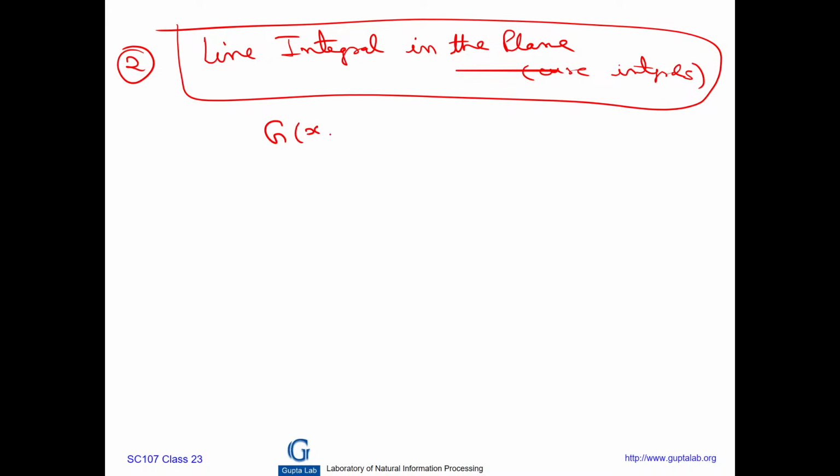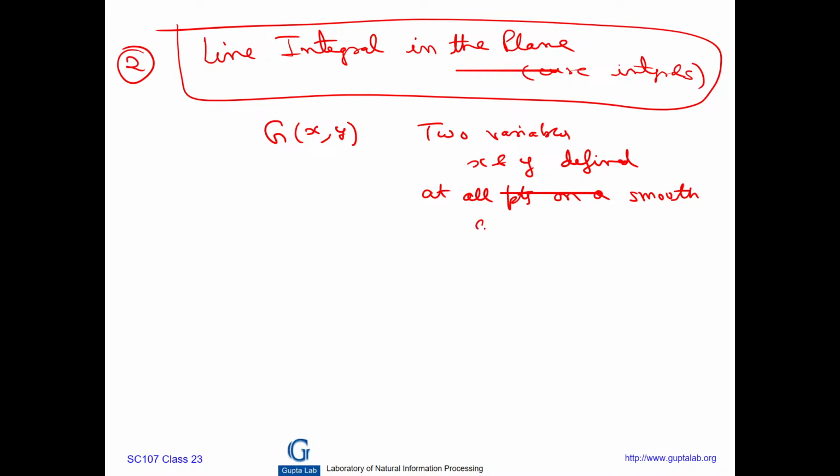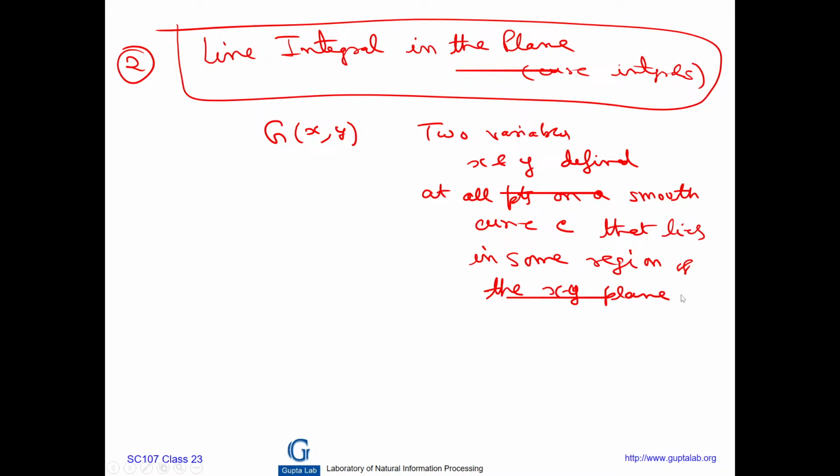So suppose g is a two variable function, x and y, defined at all points on a smooth curve C that lies in some region of the xy plane. Okay.